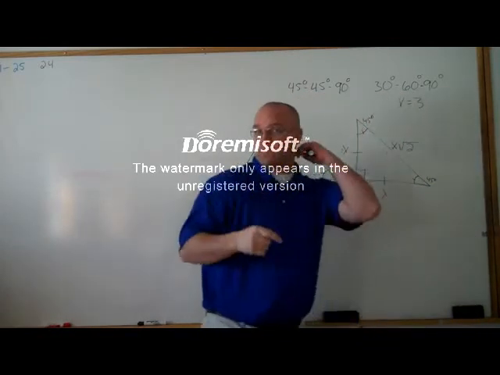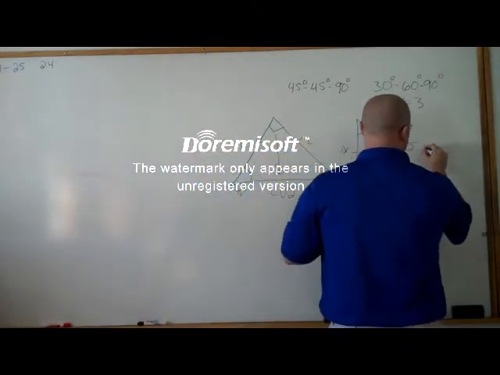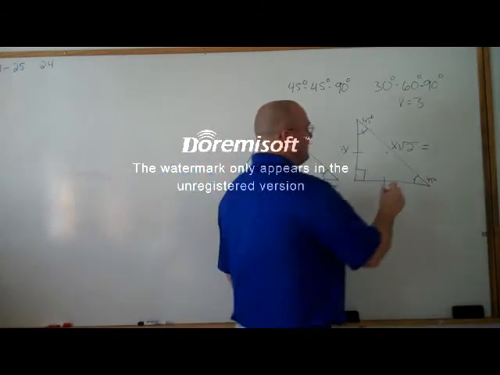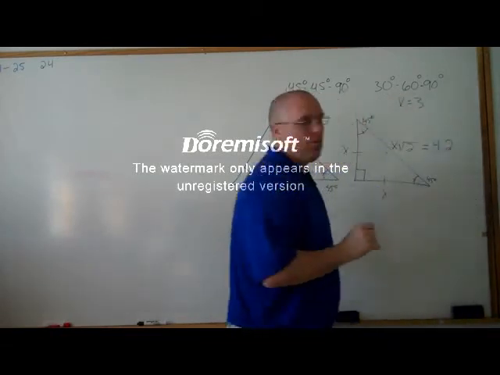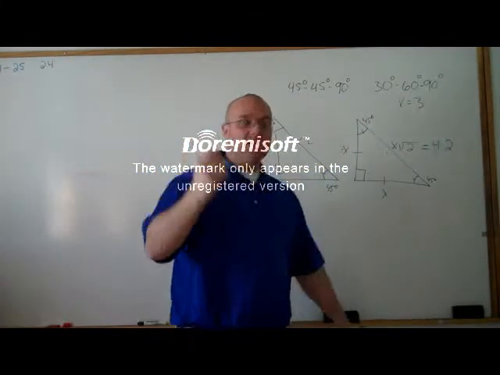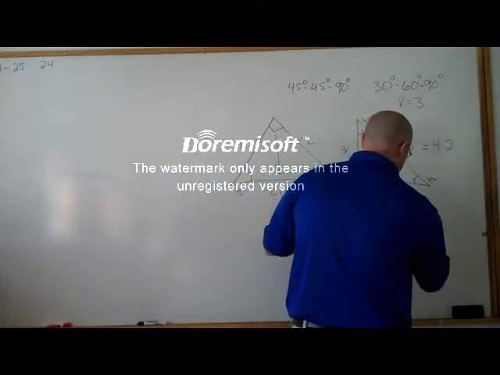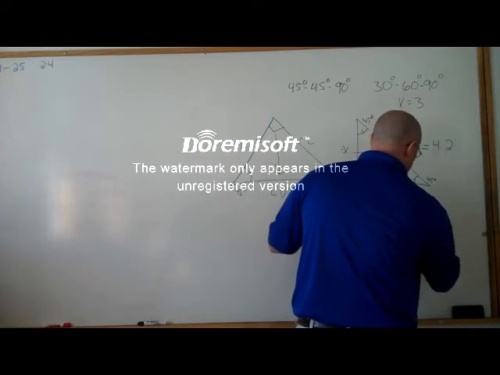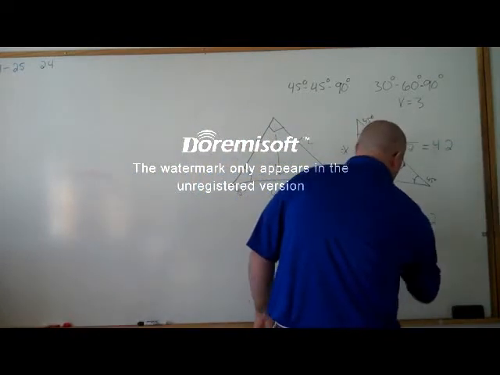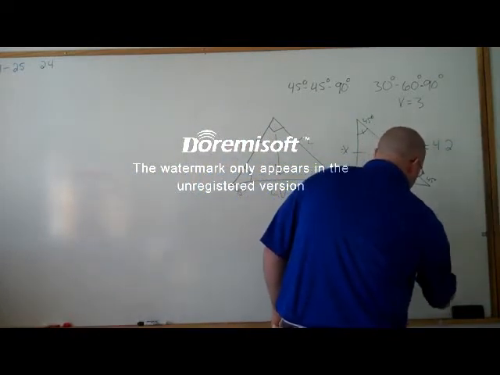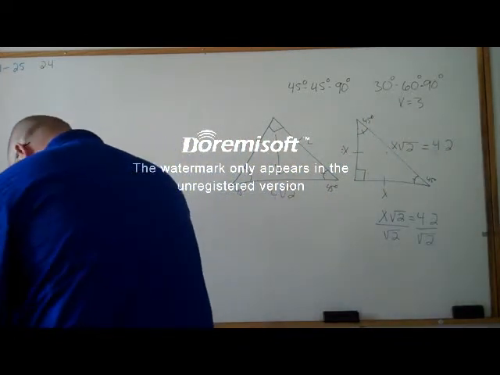So remember, we can do this in reverse too. If we know the hypotenuse equals 4.2, and we want to find the length of the sides, we can just do it in reverse. Right? So here's our problem. X square root of 2 equals 4.2. We want to find x, so we've got to get x by itself. So we divide by the square root of 2. And then, you got our handy dandy calculator.